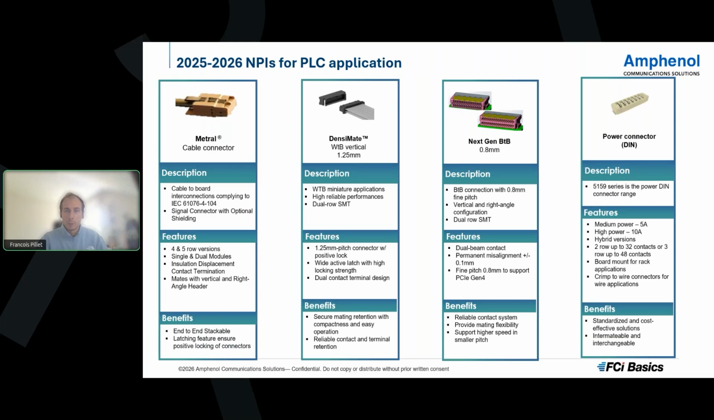Finally, the power connector DIN will be offered on the power and hybrid version, able to reach up to 10 amps with 48 contacts. This new solution can be used in board mount for rack configuration or spring-to-wire for wire applications.